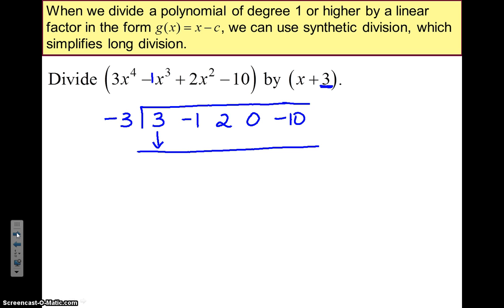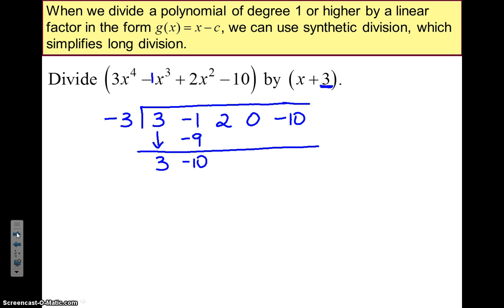We're going to first bring down our first value here of 3 below the line, and then I'm going to multiply that 3 by this negative 3 outside. And so negative 3 times 3 gives me a negative 9. I'm going to write that above the line in the next column over. These two numbers that are above the line are going to be added together, and that sum is negative 10.